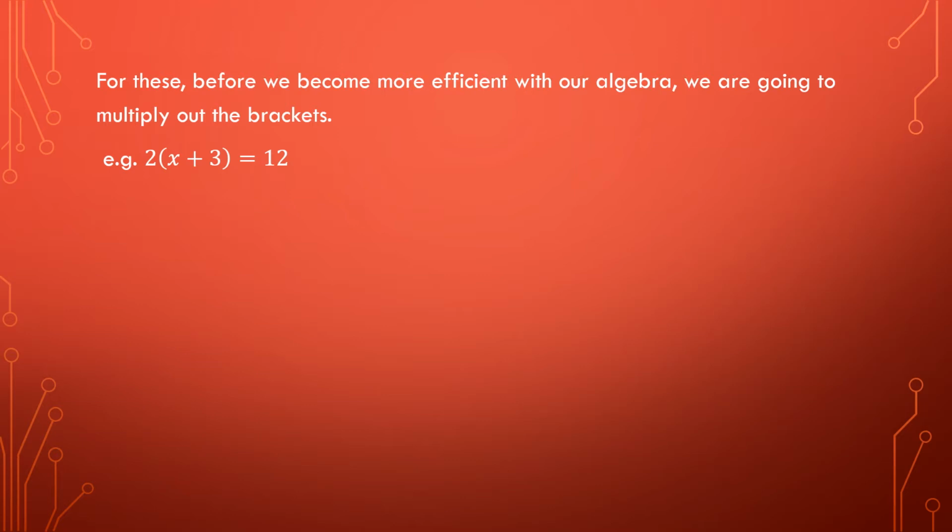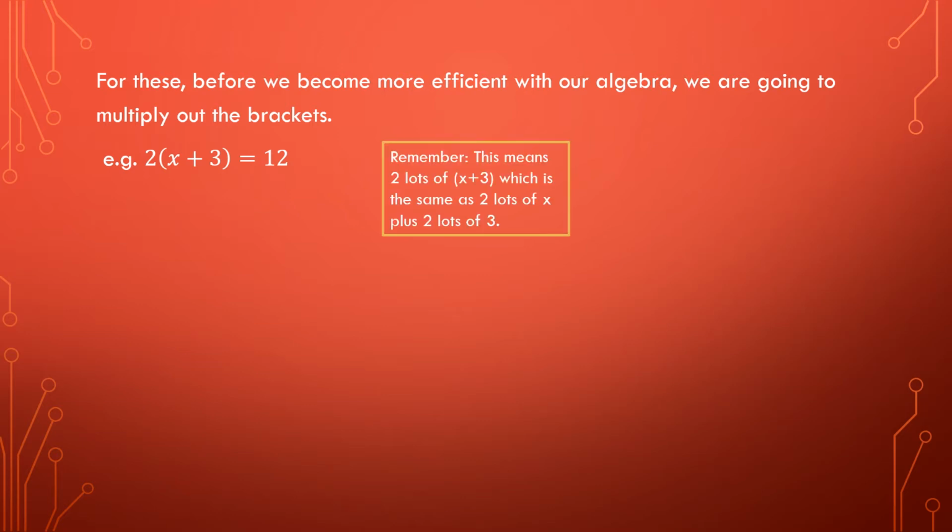So my first step here is to multiply out those brackets. So remember in here that this 2 bracket x plus 3 means 2 lots of x plus 3, which is the same as 2 lots of x plus 2 lots of 3. So when I multiply that out, I get 2 lots of x plus 6 equals 12.